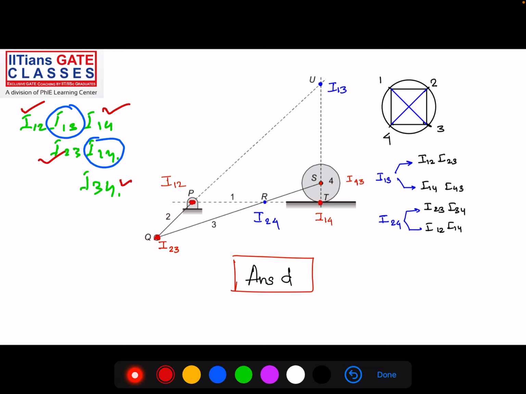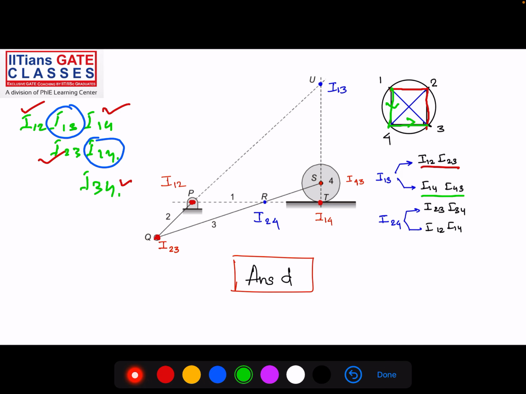We'll draw a circle and plot the links 1, 2, 3, 4. To find I13, to go from 1 to 3 we have 2 options. First go from 1 to 2, then from 2 to 3. Or go from 1 to 4, then from 4 to 3.